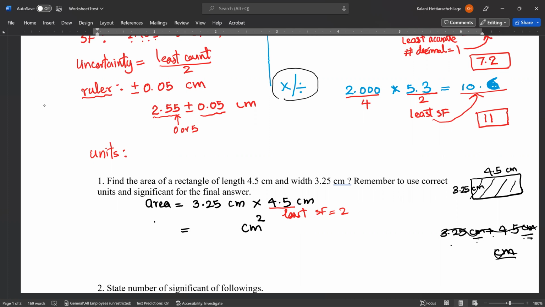3.25 times 4.5. Let me multiply that one by using the calculator first. 3.25 times 4.5 gives you 14.625. That is not my answer, that is the calculator answer. Now I decide something. What do I decide? I decide that I should have 2 sig figs. That means my final answer should be rounded up to 15 centimeters squared as the final area.